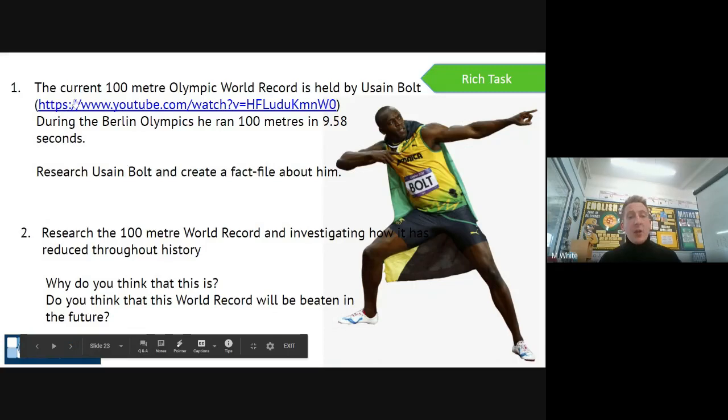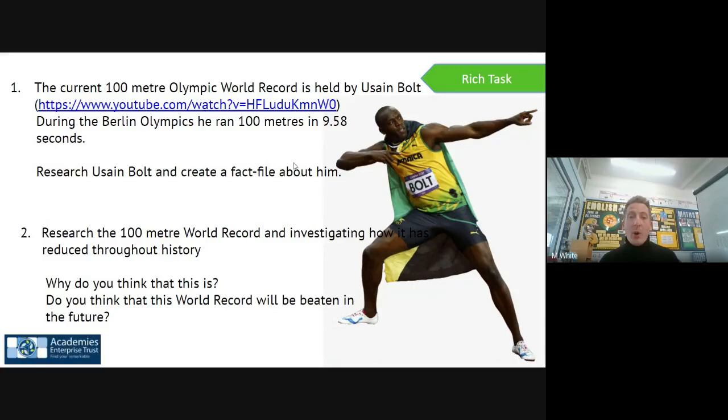So anyway, if you just click on that link, that will show you Usain Bolt running the 100 meters in 9.58 seconds. And what I'd like you to do then is do some research and create a fact file all about him. Okay, so creating a fact file about Usain Bolt, and he is an interesting character. So he does lots of things now as well.